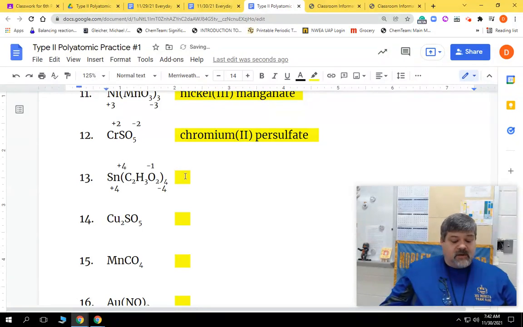So we're going to call this one tin 4 acetate. Okay, and you do the rest of them pretty much the same way.